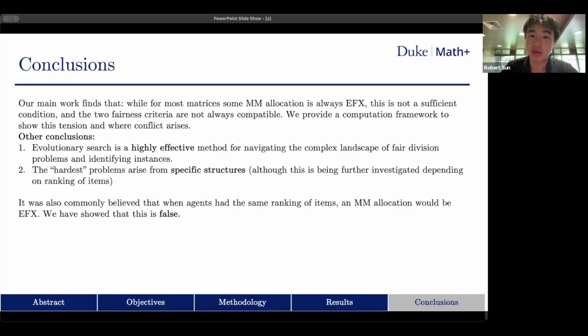Our work says that while for most matrices the MM allocation is usually EFX, this is not a sufficient condition. It is not true for all matrices. We can also see that evolutionary search is very effective in finding these counterexamples, and that most of them have some way to be classified, although this is still to be researched.